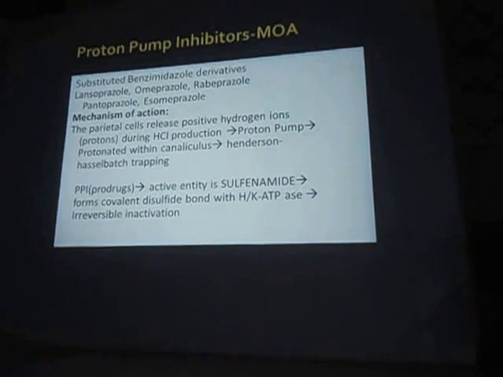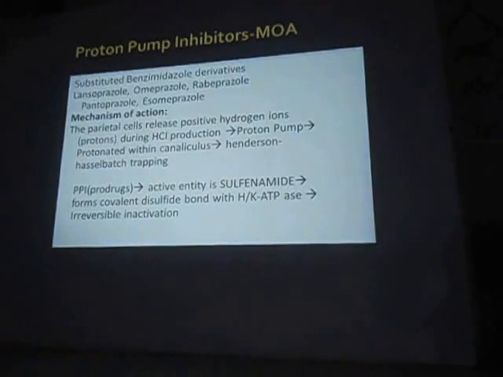How does it happen? This PPI's active entity is sulfonamide. This active entity sulfonamide forms a covalent disulfide bond which is irreversible. And once it is irreversible, there needs to be fresh synthesis of the sodium potassium ATPase system so that further acid production can occur. So even though they are shorter acting, like half an hour, 1 hour, 2 hours, because of this irreversible blockade, their action can last for 40 to 70 hours. That means 3 to 4 days, the action will be there.